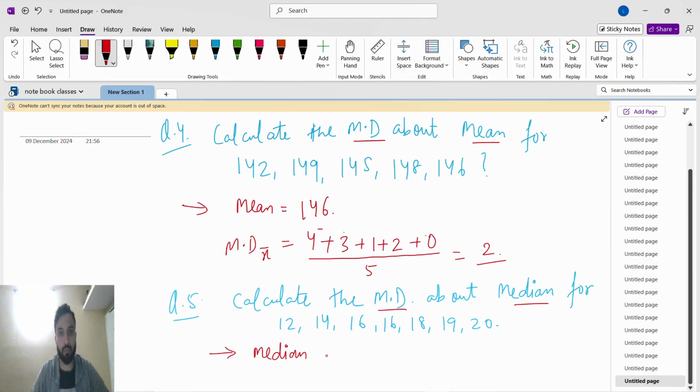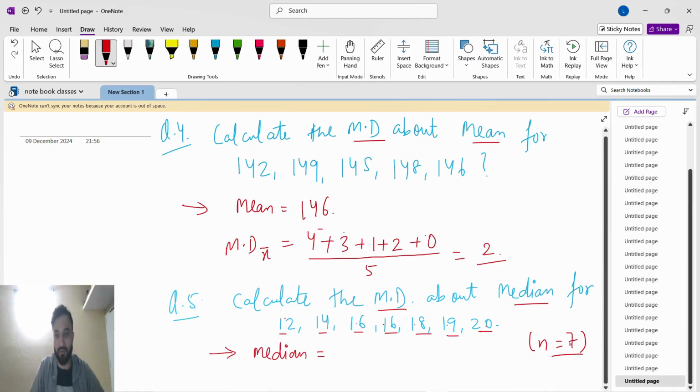The mean deviation about median means, the first thing is we have to arrange in ascending order. So 12, 14, 16, 16, 18, 19, 20. Already they have given it in ascending order. So we just have to see the n. N is 1, 2, 3, 4, 5, 6, 7. N is 7, which is odd. So for odd, we use n plus 1 by 2. 7 plus 1 is 8, 8 by 2 is 4. The fourth value is 16. The median you got is 16.